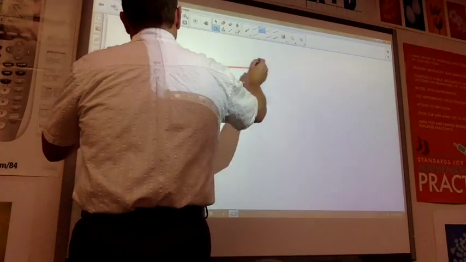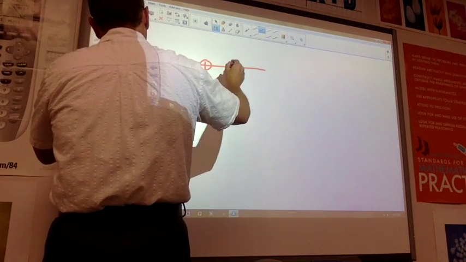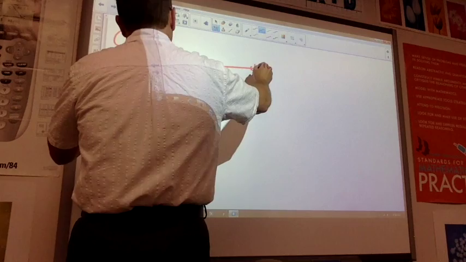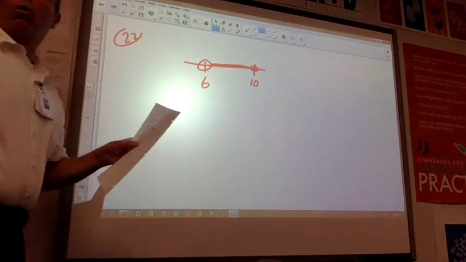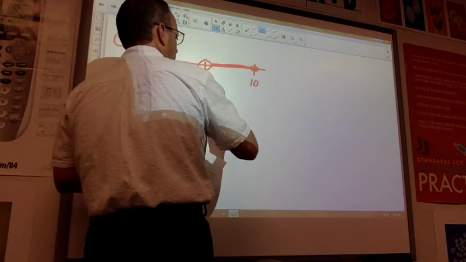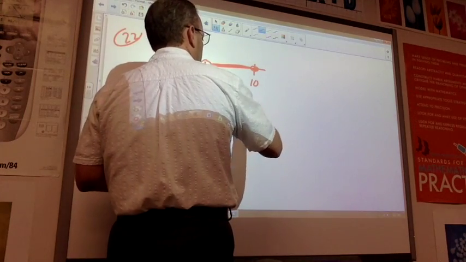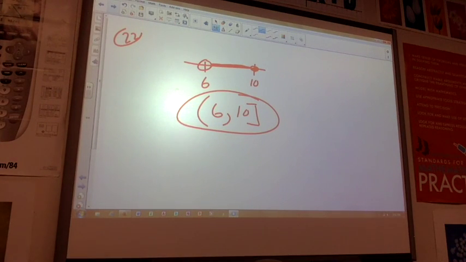So this one might work. Number 22, if I just graph this, I have 6 here, open dot, 10 here, closed dot. I want greater than 6, less than 10. Does that work for "and"? Yes, it does. So this works for it. So this is going to be round 6 and 10, square bracket. They got goofy on the other ones, right?